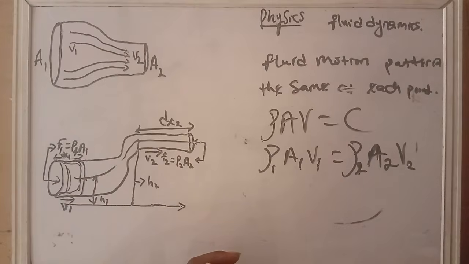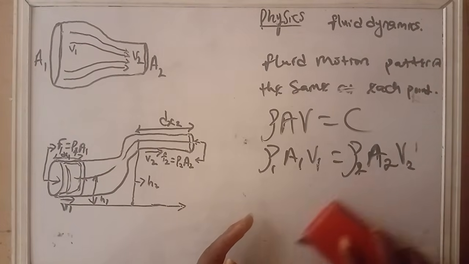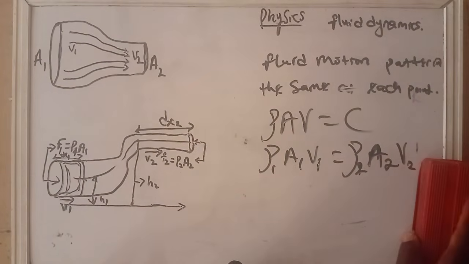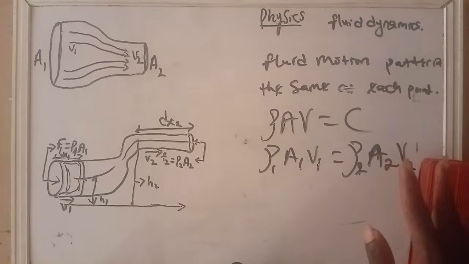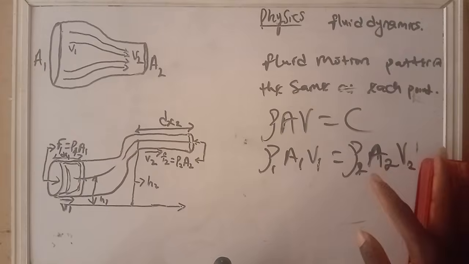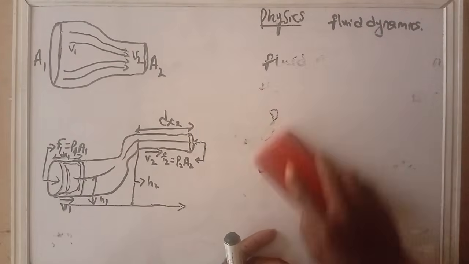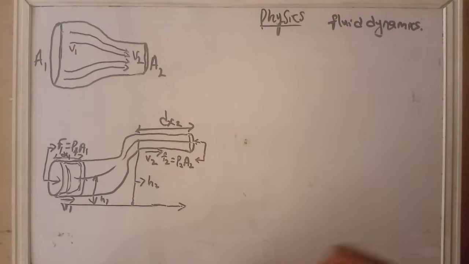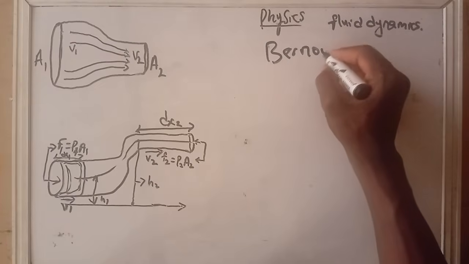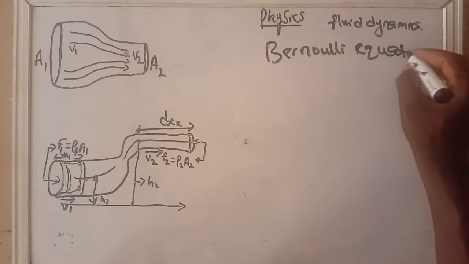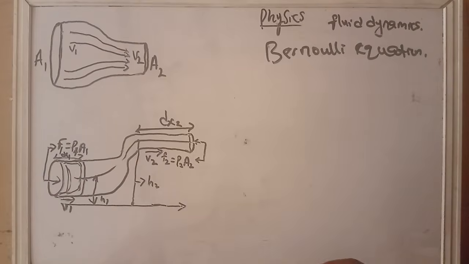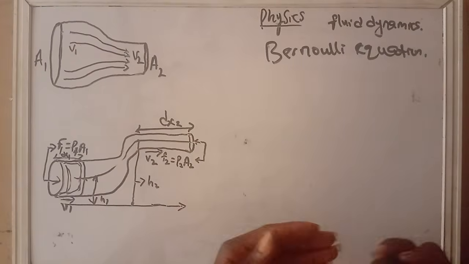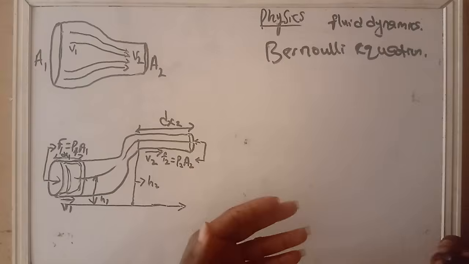Now, the next thing, what have I not touched? Let me check. Okay, I'm thinking of moving to the Bernoulli equation, but I'm checking if I've not skipped anything. Okay, no problem. If I remember, I will come back. So now, the Bernoulli equation. Oh, yeah, I remember. What we just did earlier, that's ρ1A1V1 equals ρ2A2V2.